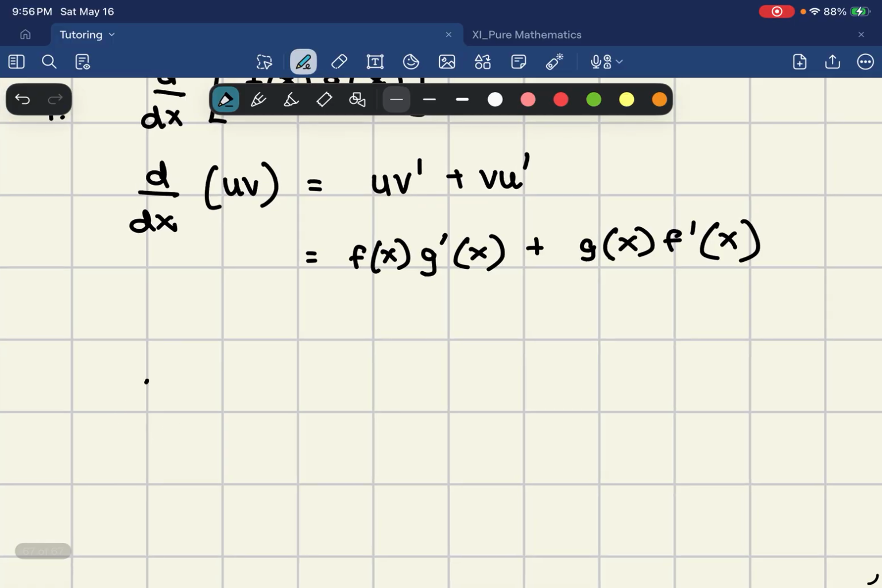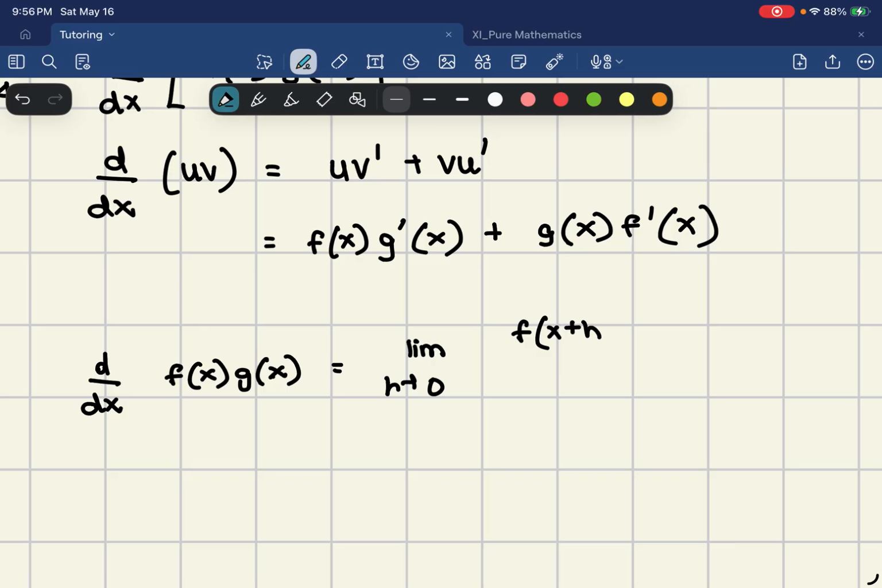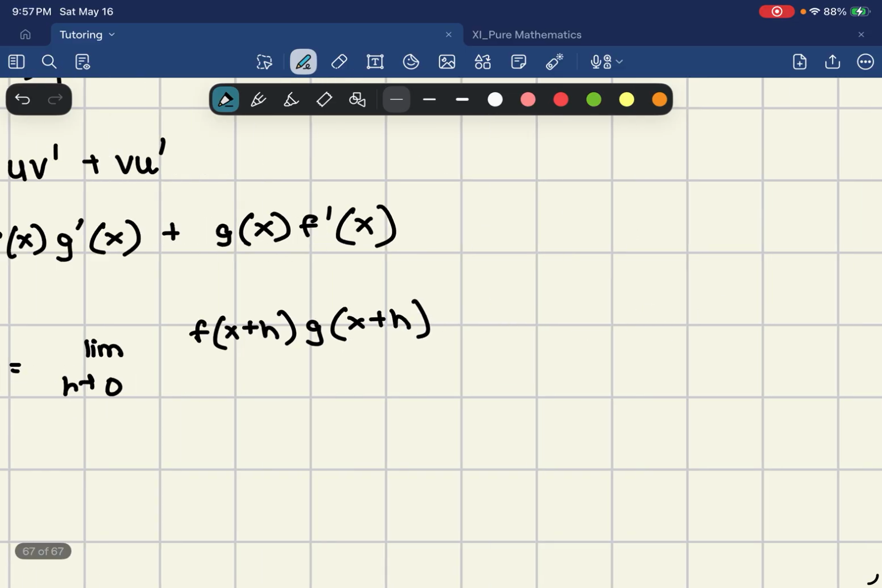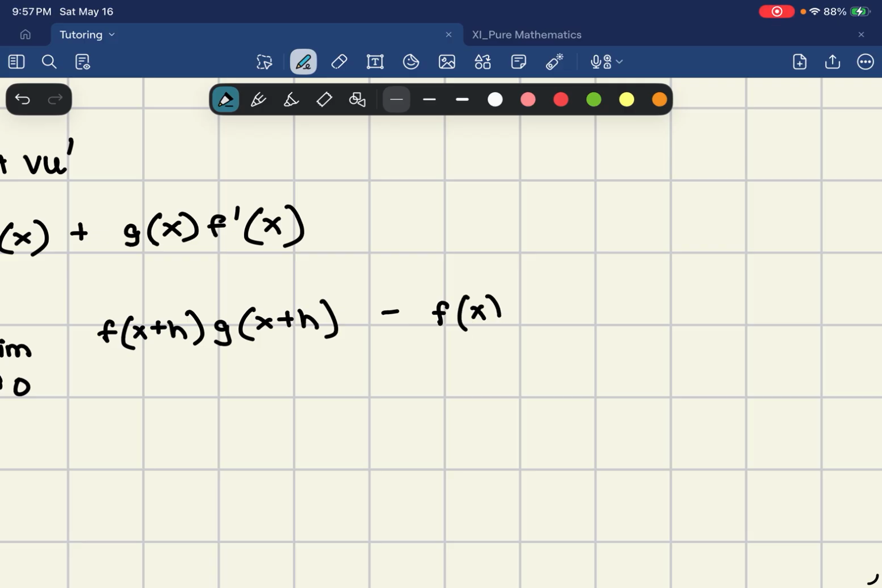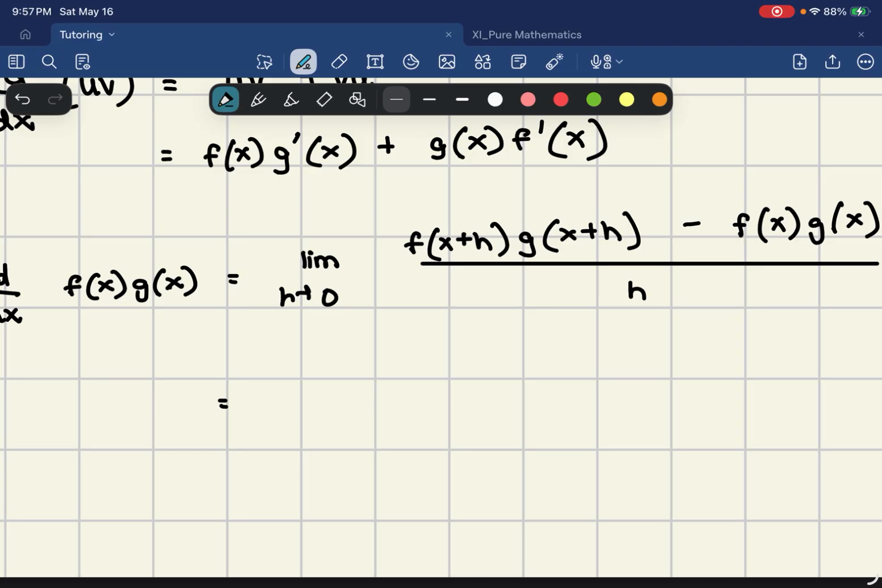So if I ask you to find d by dx of f of x times g of x, then that is simply asking you to take the limit as h tends to 0 of f of x plus h, g of x plus h, minus f of x, g of x, divided by h. Right? That is what I'm asking you to do. Now, limit as h tends to 0. Now we need to add or subtract something. Let me think about it.